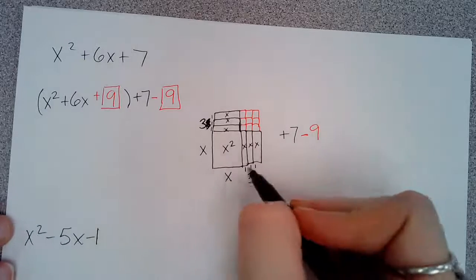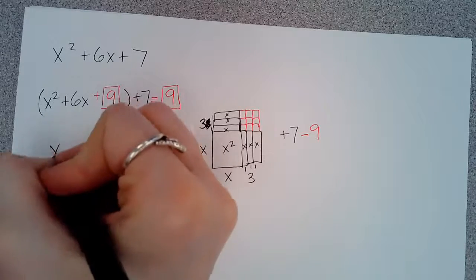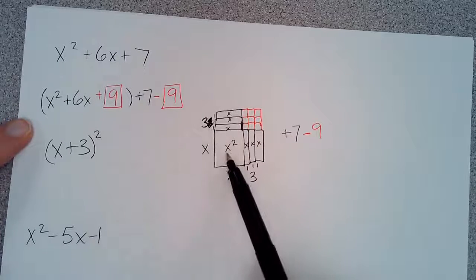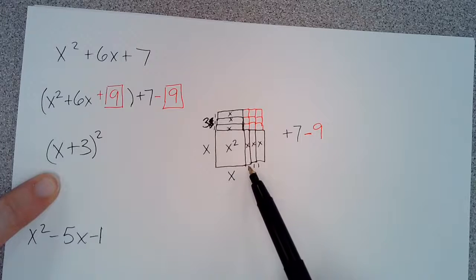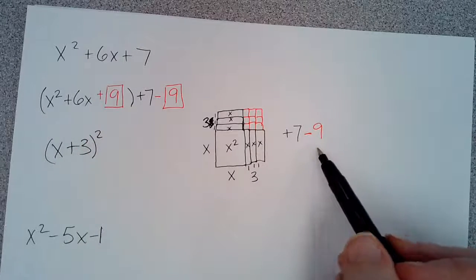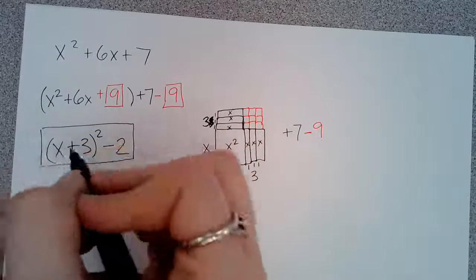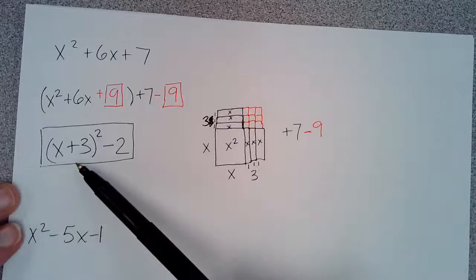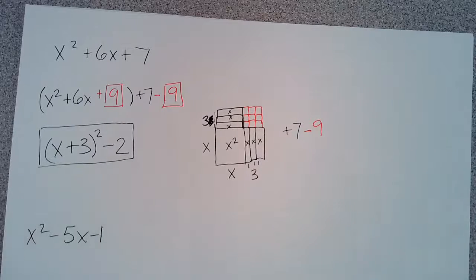Then I can look at my outside here of my area model and see that this is x plus 3, x plus 3, x plus 3 squared. All the stuff in the parentheses here, x squared plus 6x plus 9, becomes x plus 3 squared. Then I still have the plus 7 and the minus 9, which together makes minus 2. And that's it. That's my finished completing the square. We use this a lot to get to vertex form. The vertex would be -3, -2. So that's our first example of completing the square.